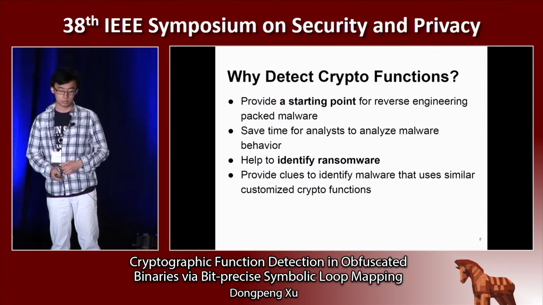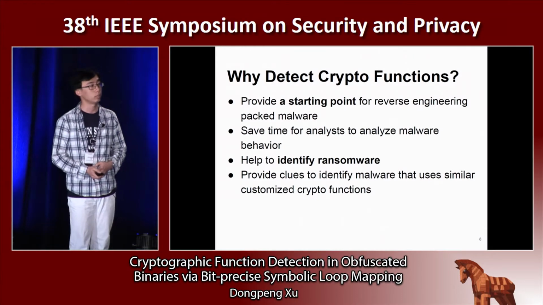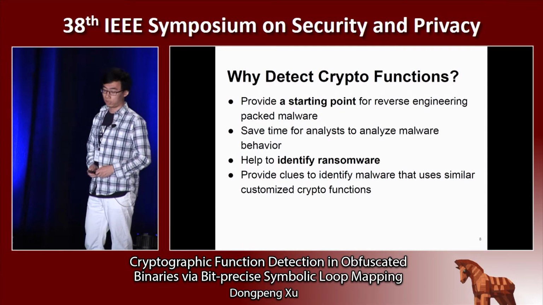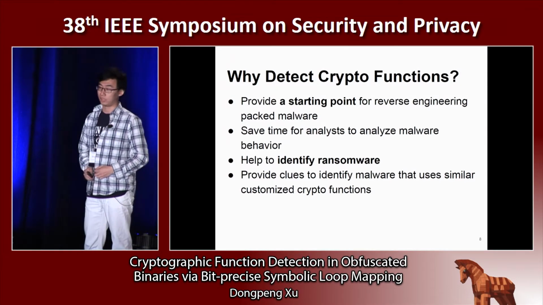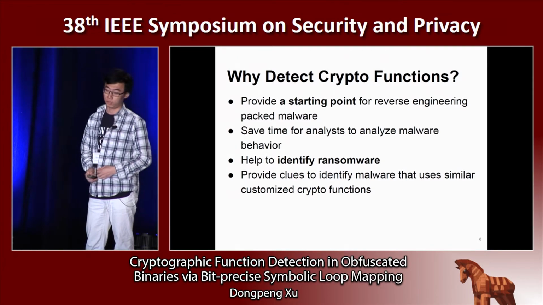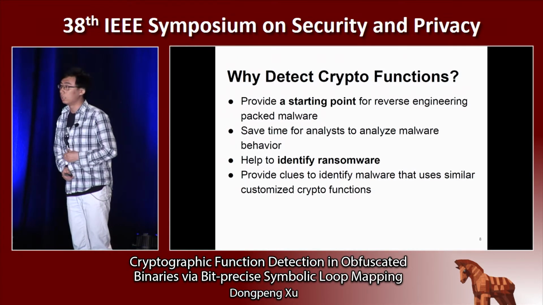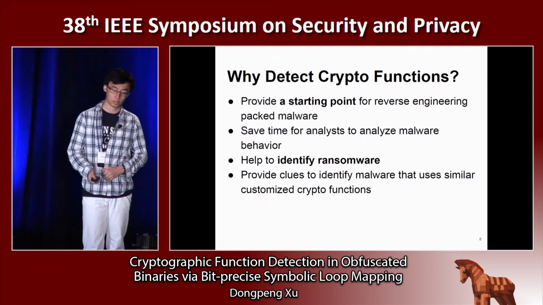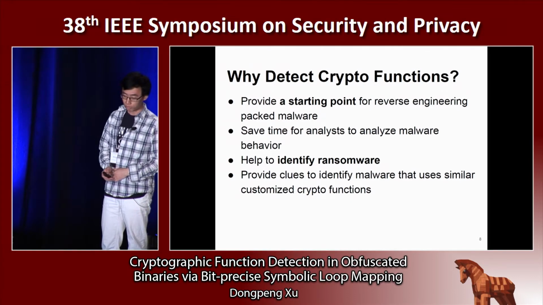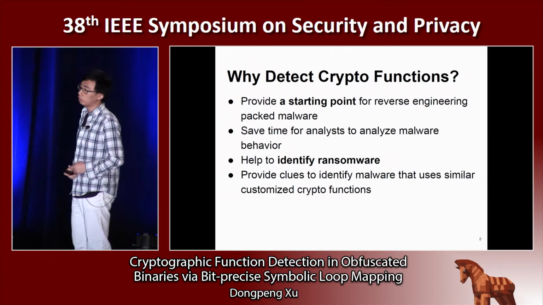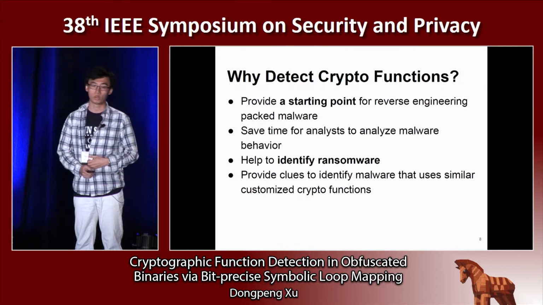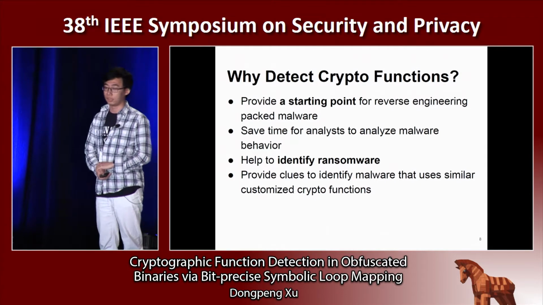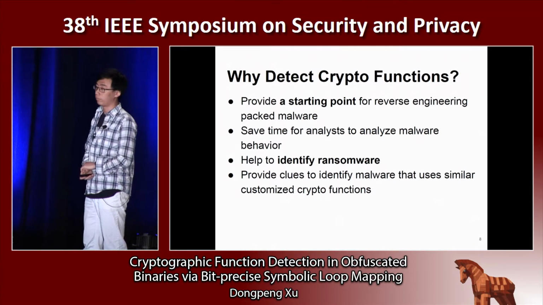The second one is that security analysts usually want to pay attention to the true malware behavior, not the unrelated encryption and decryption functions. If we can identify those functions, it will save time in malware analysis. The third one is that since ransomware usually uses encryption and decryption procedures, identifying crypto functions will help with identifying ransomware.